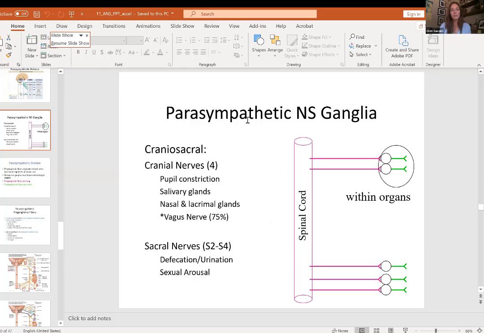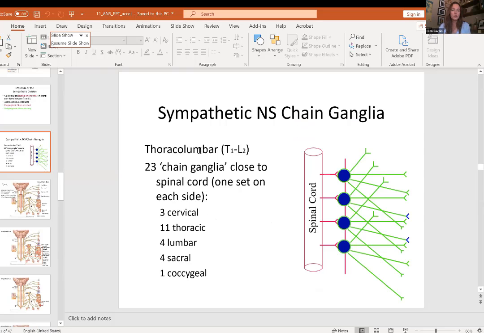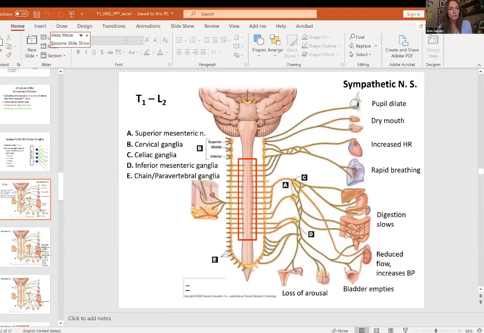So if you have parasympathetic nervous system, it's going to tell you craniosacral, and you'd probably just want to add which cranial nerves do these things. That would be the only other thing I would add to this. Sympathetic nervous system here, you've got it here. It's thoracolumbar, you have chain ganglia. I don't have the collateral ganglia on here. So you probably want something more along the lines of here. So you can have chain ganglia and collateral ganglia as well as the adrenal gland.